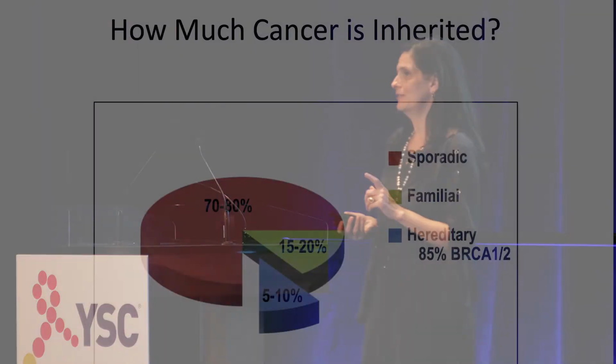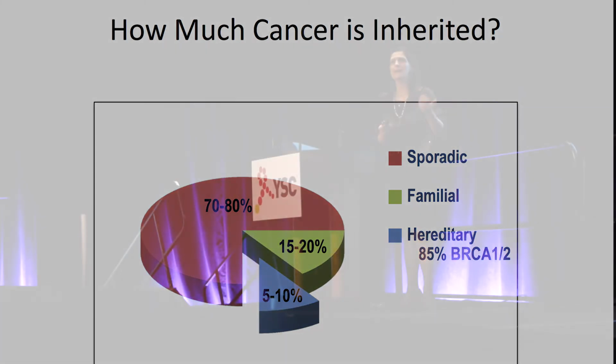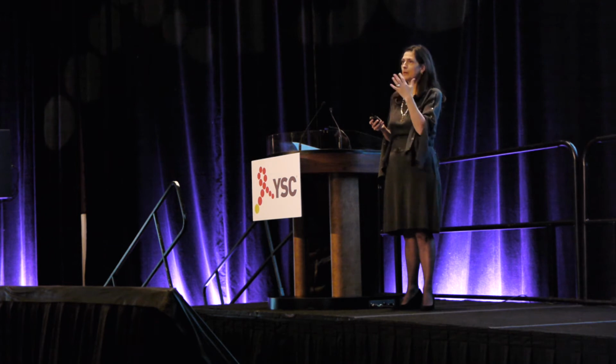Now, the good news is that only 5 to 10% of cancers and breast cancers is actually hereditary. That means due to the high penetrance genes. Out of these hereditary, which is 10%, about 85% are due to BRCA1 and BRCA2 mutations. The rest, about 10 to 15%, are due to other mutations, as I've shown you, PTEN, P53, ATM, PALB2, and so forth.